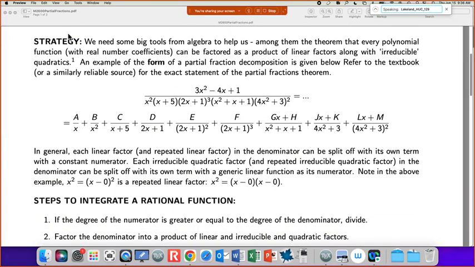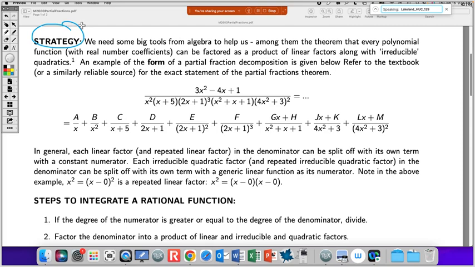So once again, we're going to have to appeal to some high-level algebra here about factoring polynomial functions. We've got some big theorems from college algebra that no one remembers. If you have a polynomial function, it's always possible to factor it down into linear factors, so factors that look like mx plus b, along with quadratic factors, ax squared plus bx plus c, where the quadratics don't have real number solutions. Those are called irreducible quadratics.